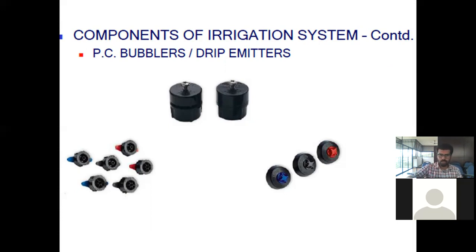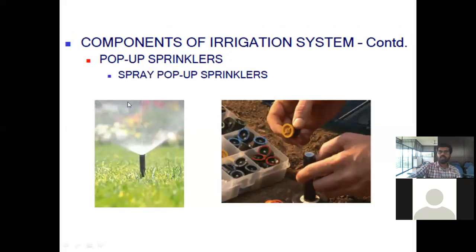We can separate this as bubblers or drip irrigators. Now we have another one, pop-up sprinklers. Pop-up sprinklers. So when it starts to sprinkle only, this will come up. That's why it is called pop-up. Otherwise, these sprinklers mainly will be kept in the lawns and grasses.